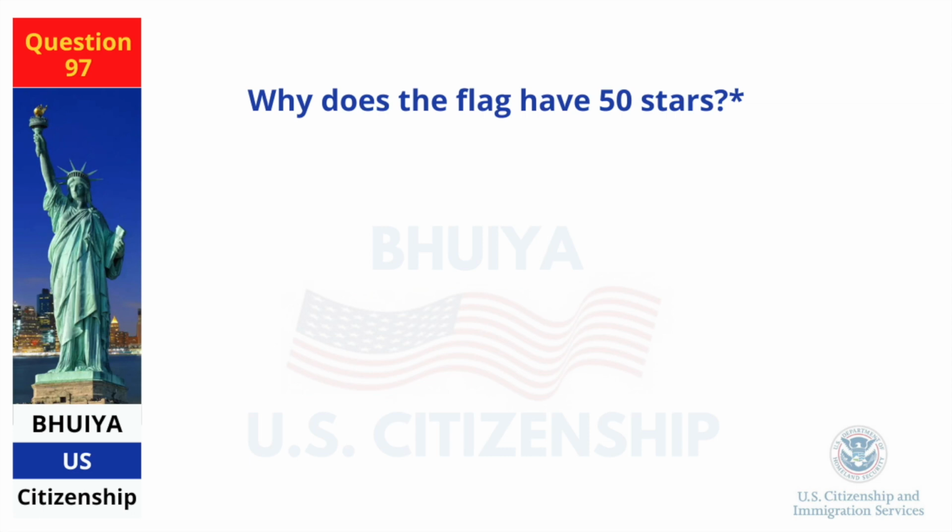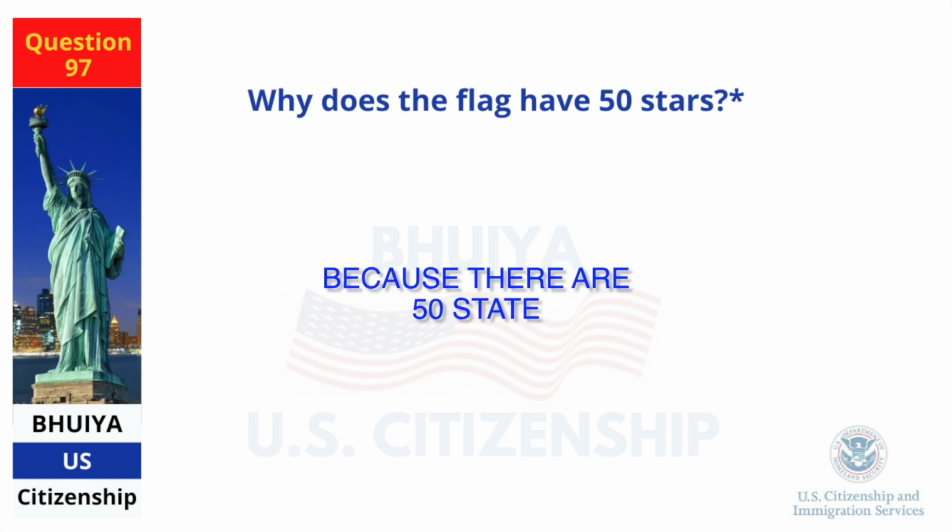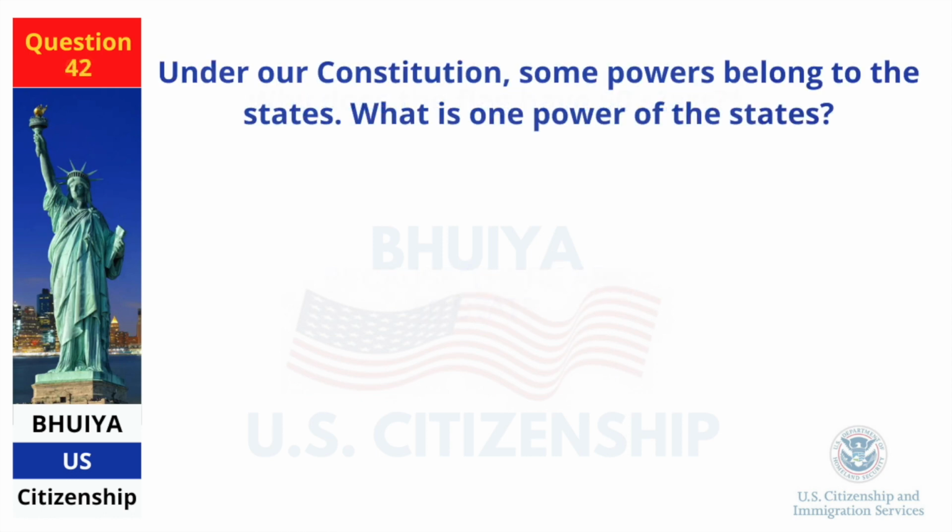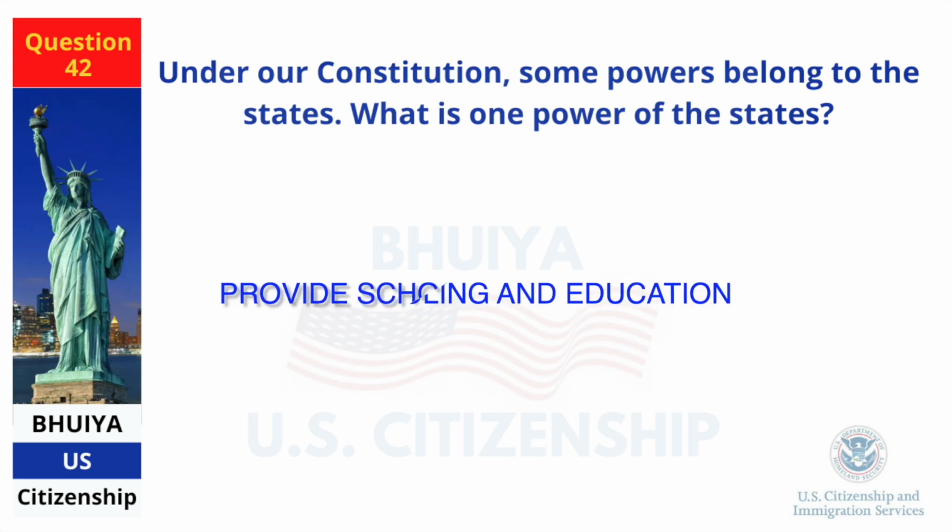Why does the flag have 50 stars? Because there are 50 states. Under our Constitution, some powers belong to the states. What is one power of the states? Provide schooling and education.